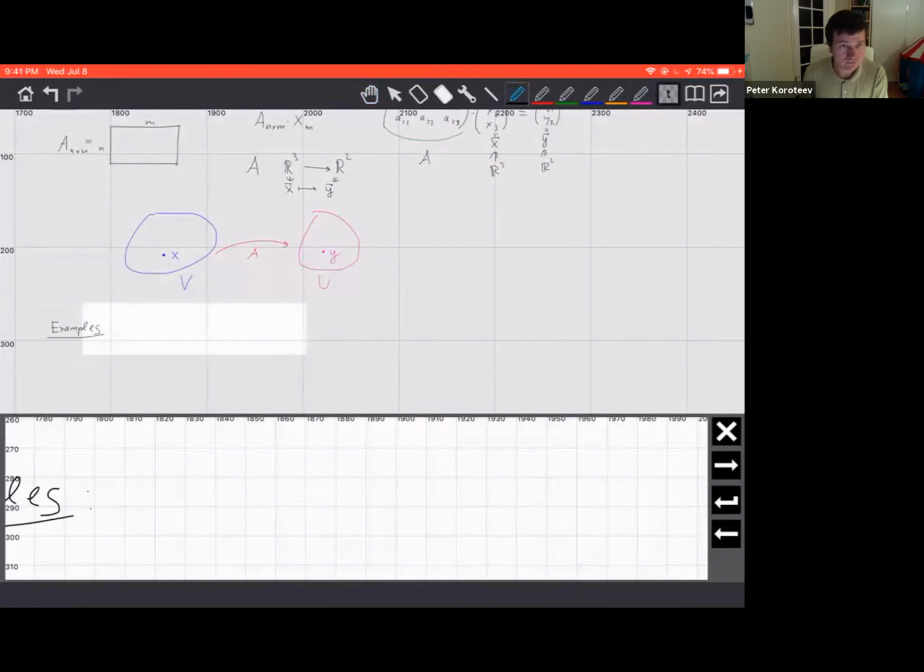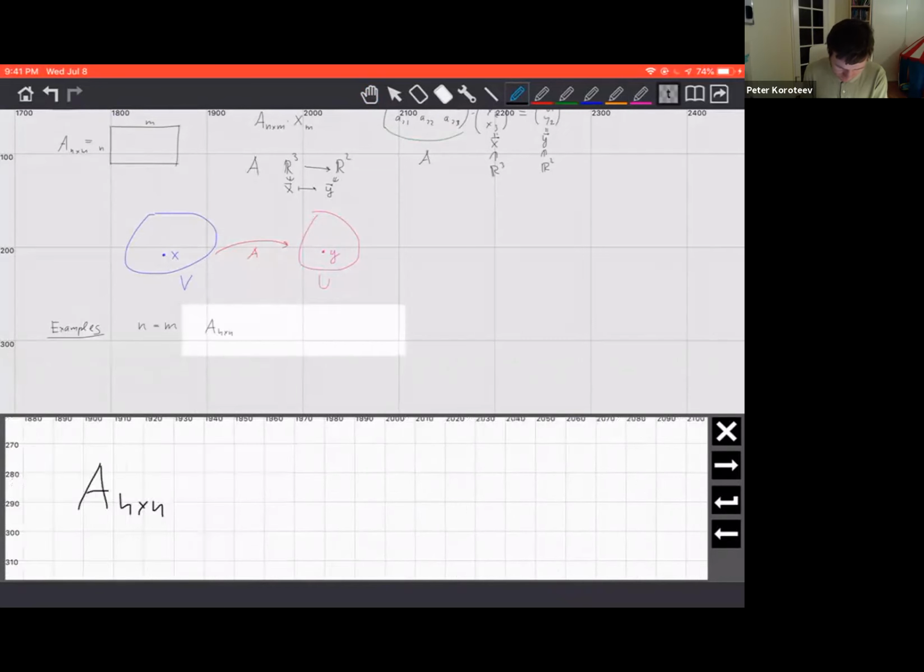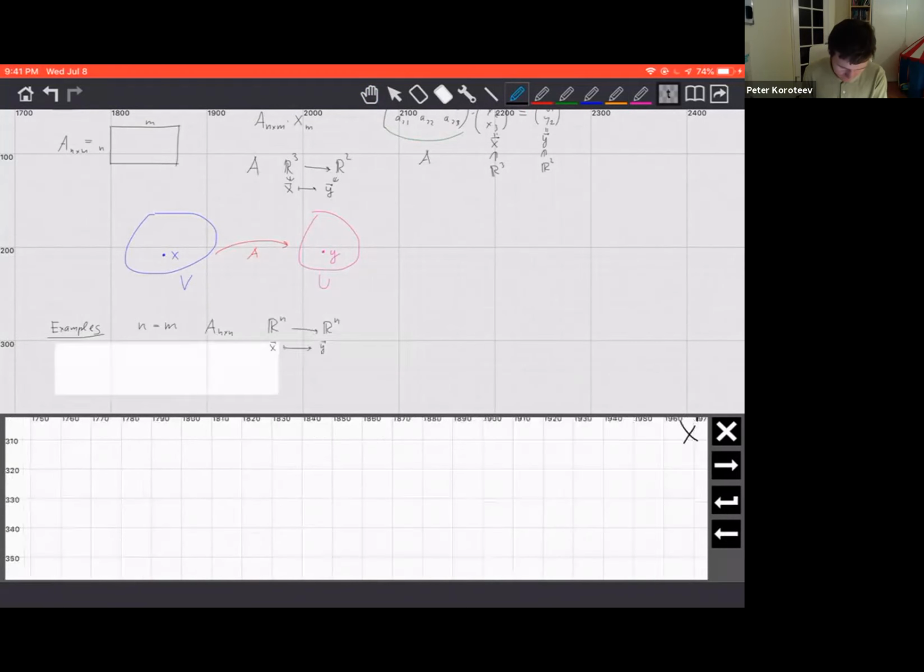First, there's the simplest transformation. For the rest of the class, let's assume that n is equal to m, so the matrix is quadratic. So we have an n by n quadratic matrix, which means that the transformation is a map from Rn to Rn, and both x and y are n-dimensional vectors, right? The first example of transformation is the identity transformation.